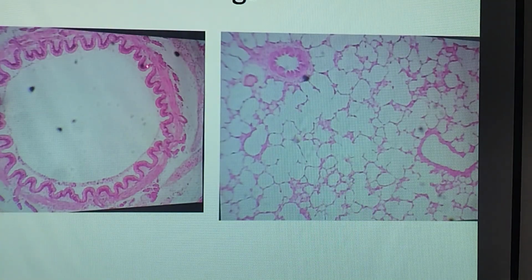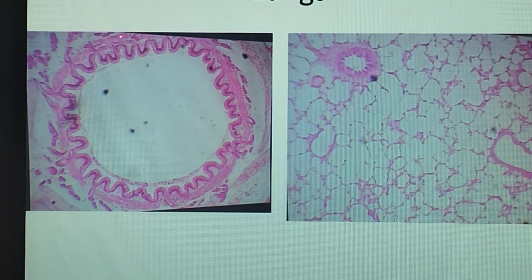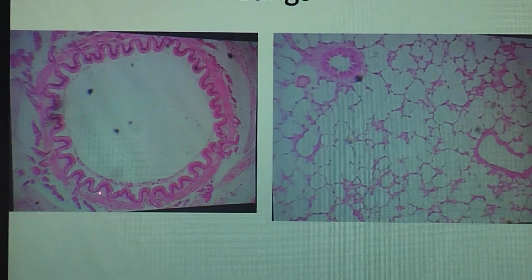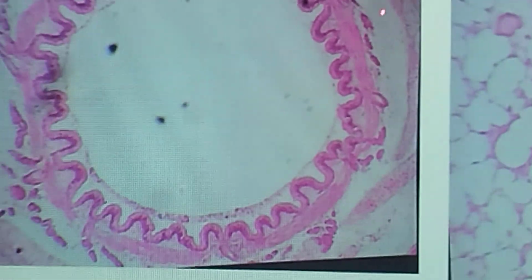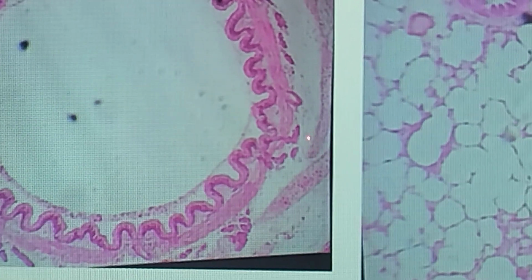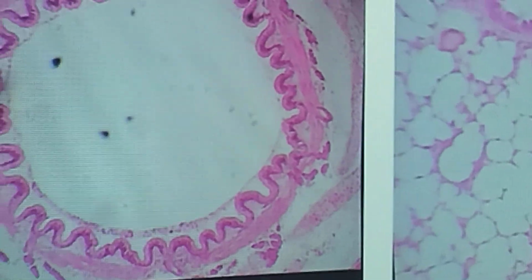So you can see on this side, this is an intrapulmonary bronchus, whereas this is a bronchiole. In the intrapulmonary bronchus, you can see the lumen is quite large. You can see the mucosal folds here, and you can see the smooth muscle layer here, and also you can see the most important thing, that is the presence of pieces of hyaline cartilage.